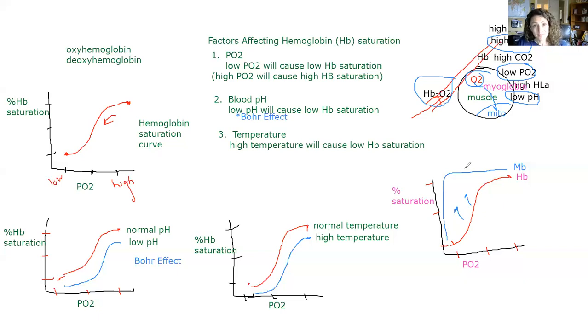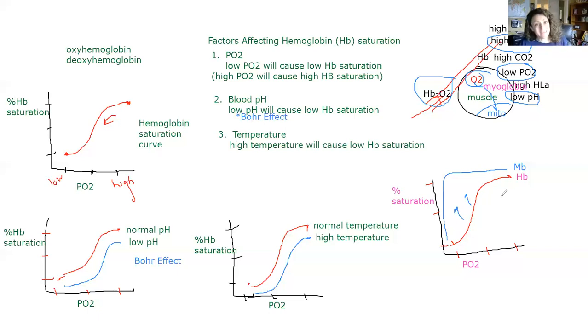So while hemoglobin is releasing its oxygen, myoglobin is picking it up. That's important because it allows the myoglobin to deliver the oxygen to the mitochondria. Okay, as hemoglobin is releasing its oxygen in low PO2, myoglobin is picking it up. If myoglobin didn't want oxygen in these conditions, we wouldn't be able to deliver it to the mitochondria.